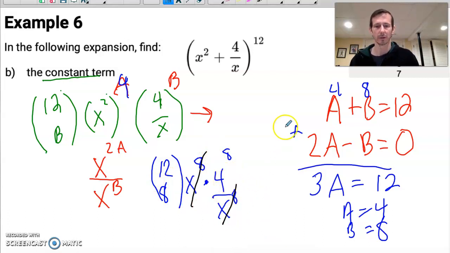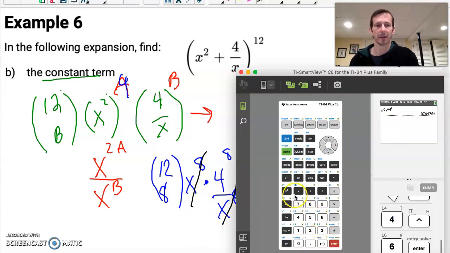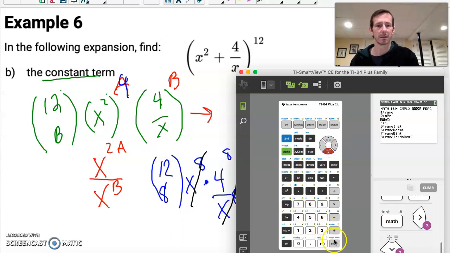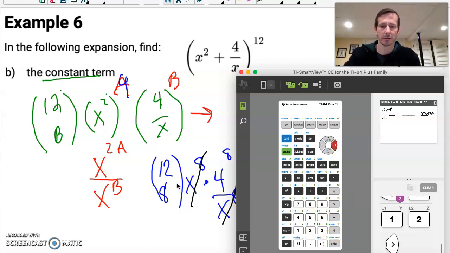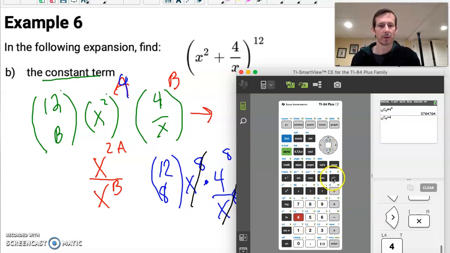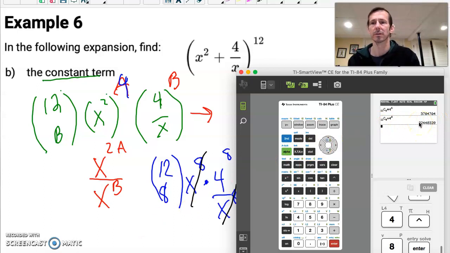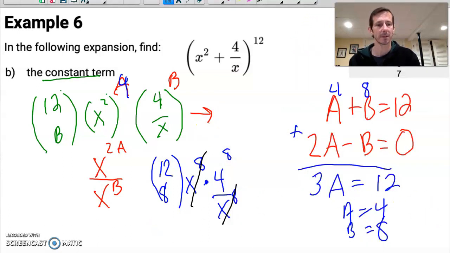And I would, again, personally pull this calculator up, and I would hit math. I'd go over here. I'd come down to nCr, and I'm going to put 12. I'm going to come over, choose 8 this time. And again, I'm going to multiply by 4 to the 8th power, because that's what's right here. And that is my constant term. And I would write it down right down here. But I cannot possibly memorize all those digits this morning. So there you go. That is how you do these kind of challenging problems, and I have seen them on the IB exam.